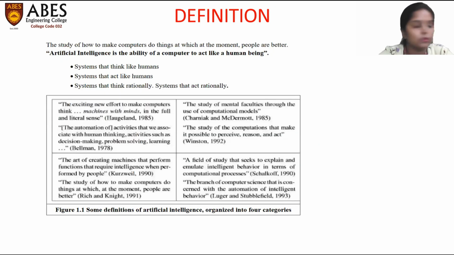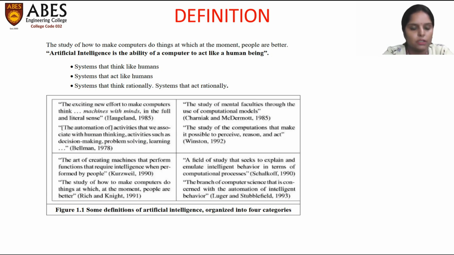Now let's move to the definition of artificial intelligence. It is the study of how to make computers do things at which, at the moment, people are better. So we can say that artificial intelligence is the ability of a computer to act like a human being. But we can't say that artificial intelligence can replace a human; that's quite wrong. Just as a human thinks, the system can also think. It is a system that acts like a human but is not a human; a system that thinks rationally, a system that acts rationally.